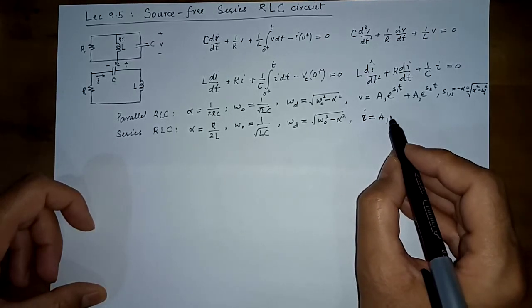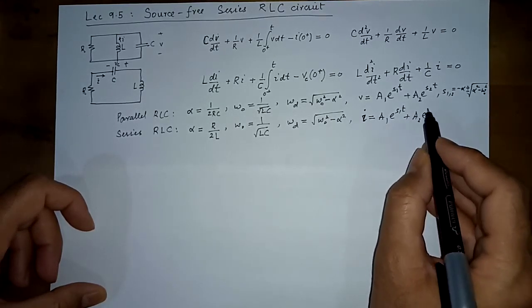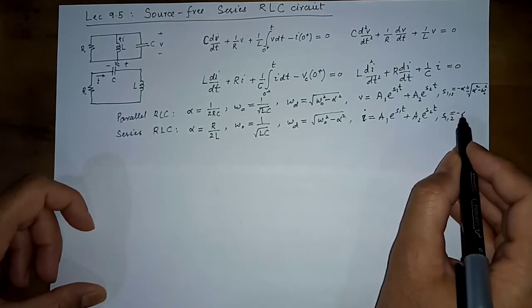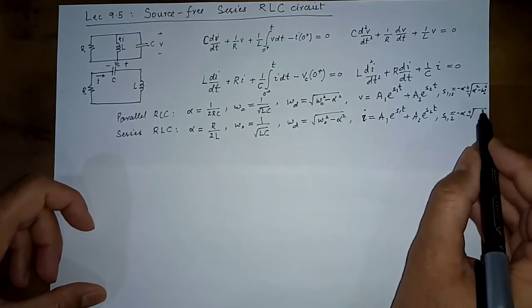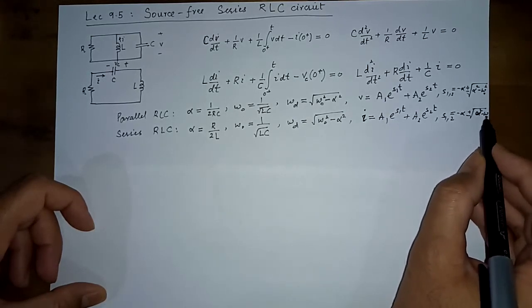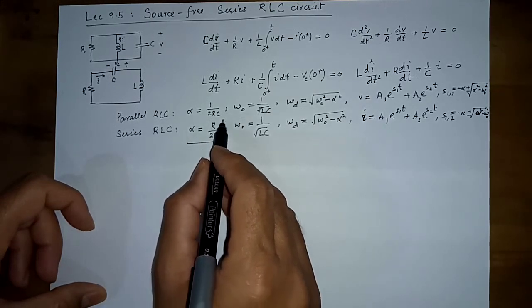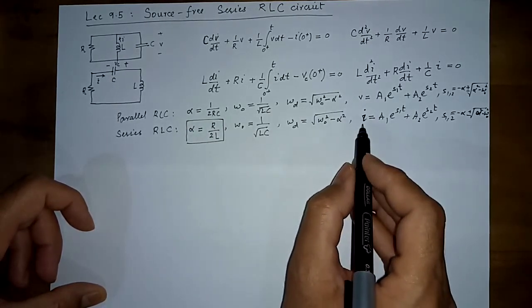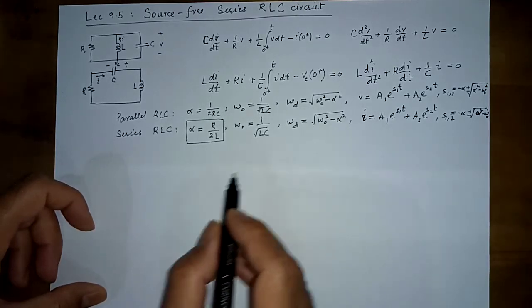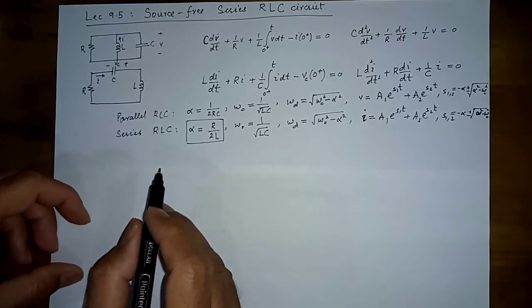I would now be equal to A1 e raised to the power s1 t plus A2 e raised to the power s2 t, and s1,2 would still be equal to minus alpha plus or minus the square root of alpha squared minus omega naught squared. Everything will be the same except the one difference that we are now not dealing with voltage but current. That's it. So for a source-free series RLC circuit, you do exactly the same thing.